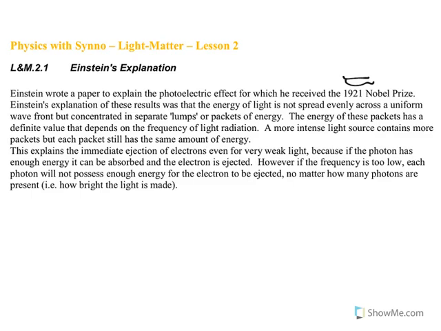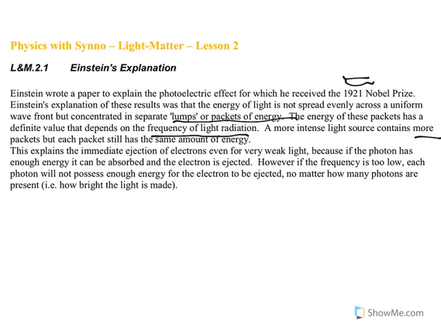What he said was that the energy was not spread out evenly across a uniform wavefront, but in separate lumps or packets of energy. These packets depended on the frequency of the light, and more intense light contains more packets, but each packet has the same amount of energy. That explained the immediate ejection, because all you need is just a photon with enough energy, and bang, it gets absorbed, boom, and off you go. So you only need one.